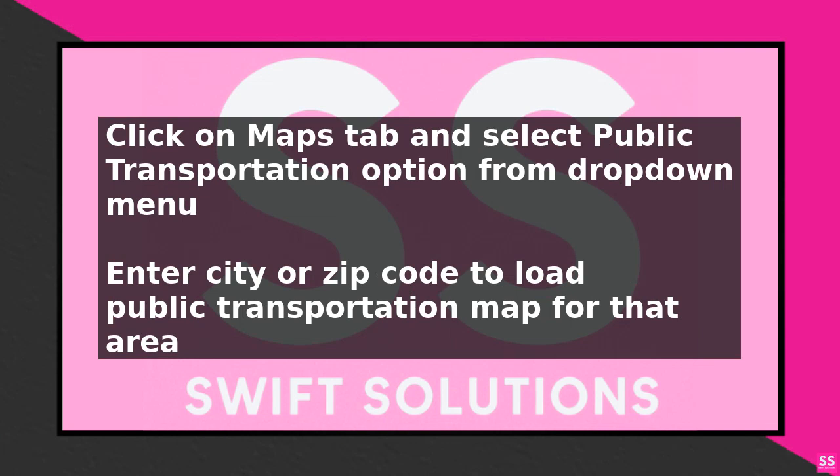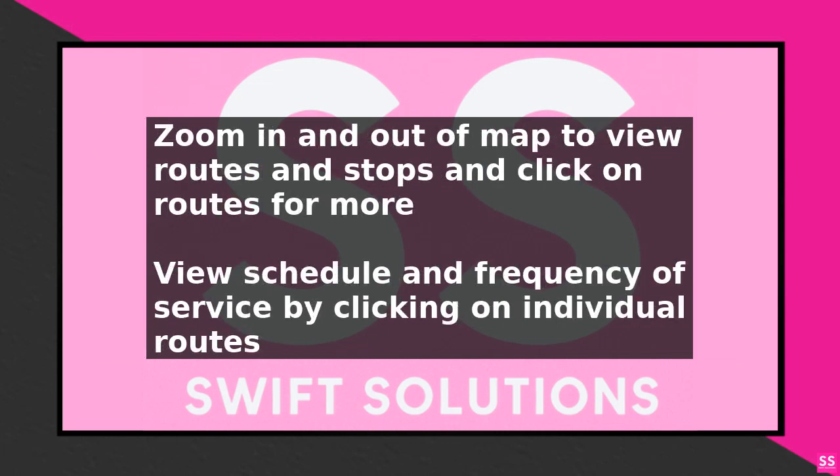The map will display the various public transportation options available, including buses, trains, and bike trails. You can zoom in and out of the map to get a closer look at the different routes and stops. You can also click on the individual routes to view more information, such as the schedule and frequency of the service.